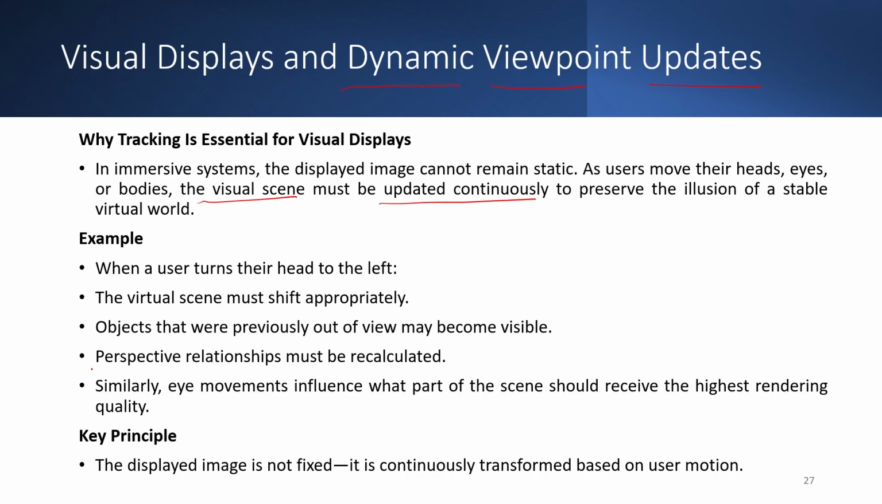We may also have to recalculate perspective relationships, so that things appear realistic. Similarly, eye movements influence what part of the scene should receive the highest rendering quality. The key principle is that we must carry out these viewpoint updates as we sense that the user is making movements. The display image is not fixed, it is continuously transformed based on user motion.